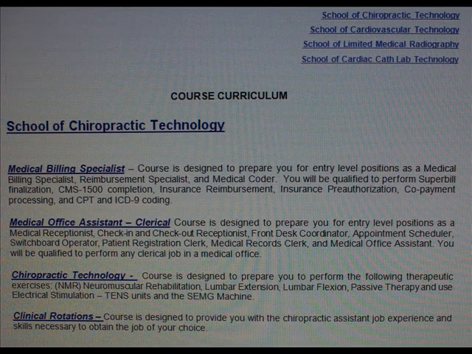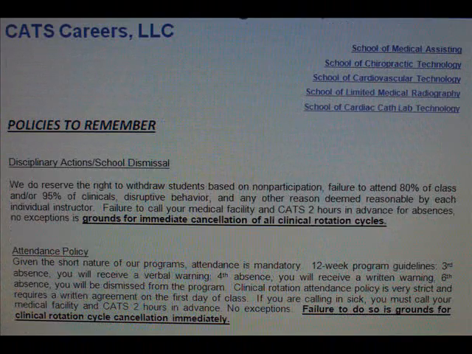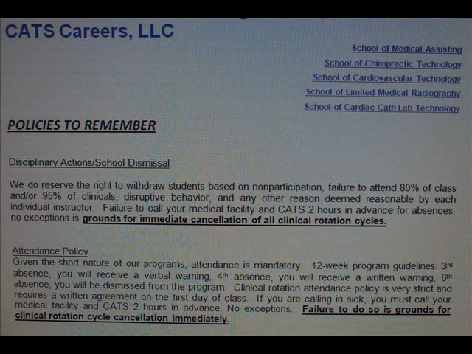The next page, policies to remember. This is very important. For those of you who are studying online, you are employed by a physician or a chiropractor, and you have to follow their protocol for attendance. However, for those who are enrolled at CATS Careers School of Limited Medical Radiography, make sure you understand the attendance policy. Failure to attend 80% of the class and 95% of your clinicals, having disruptive behavior, or any other reason deemed reasonable by the instructor, we can dismiss you from the program.